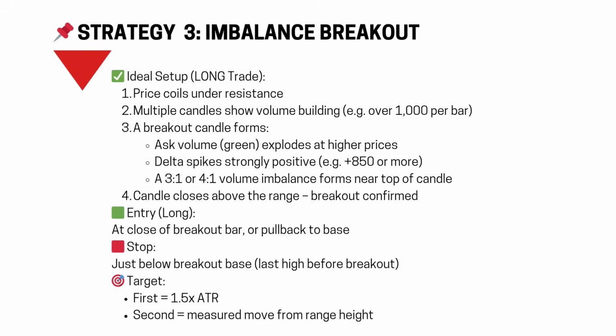For our potential long imbalance breakout trade, price coils under resistance, and multiple candles show volume building, for example over 1000 per bar. A breakout candle forms, breaking that down, ask volume, green, explodes at higher prices, and the delta spikes strongly positive, plus 850 or more. A 3-to-1 or 4-to-1 volume imbalance forms near the top of a candle.